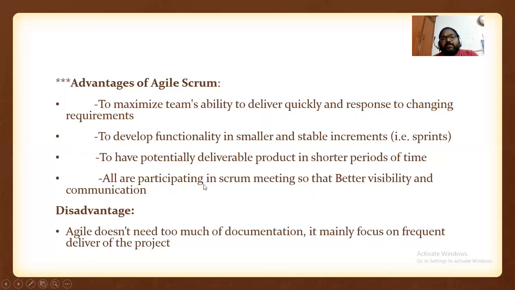Everyone participates in the Scrum meeting, so there is better visibility and communication. When every person is participating in the meeting, there is no need to go for detailed documentation for every activity. That is one of the advantages I'm going to say. Agile doesn't need too much documentation like FRS. A detailed document is not required. It mainly focuses on frequent delivery of the product. Much documentation is not required when you go for the agile methodology.